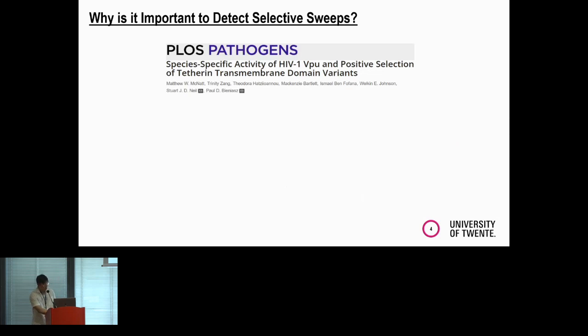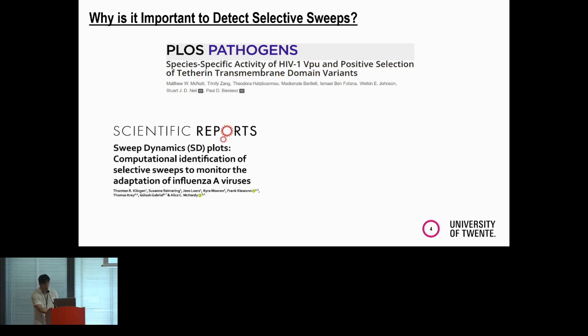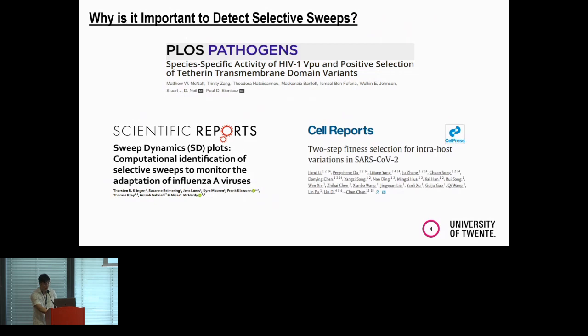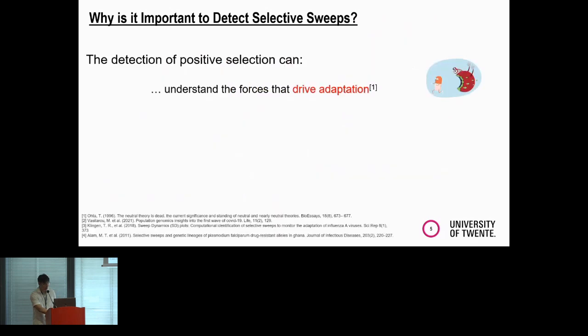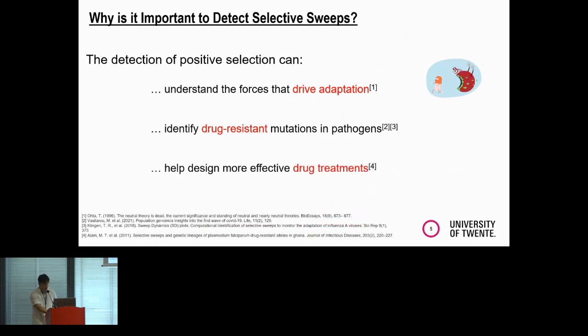In the past few years, the traits of positive selection, the selective sweeps, have already been identified in HIV, and another scientific report reports that the selective sweep identified in influenza A viruses. And very recently, positive selection has also been found in COVID virus. So it is of great significance to detect positive selection because it helps us to understand the forces that drive adaptation. Especially for medicine, it could help us identify the drug-resistant mutations in pathogens and viruses. What's more, it could help to design more effective drug treatments.